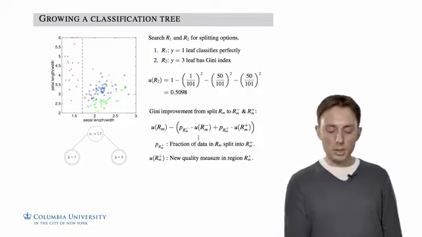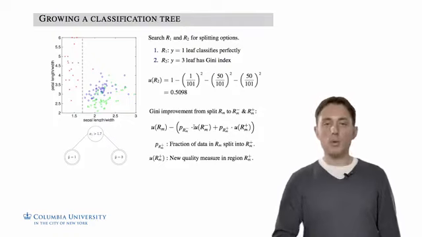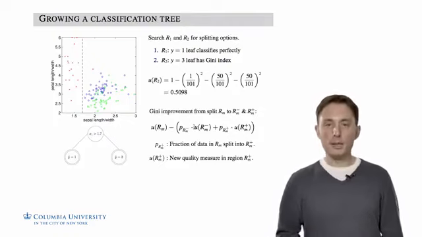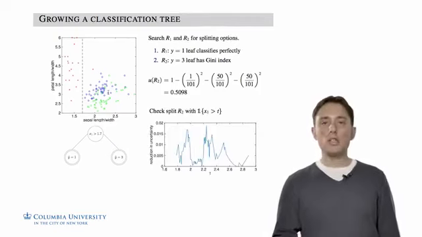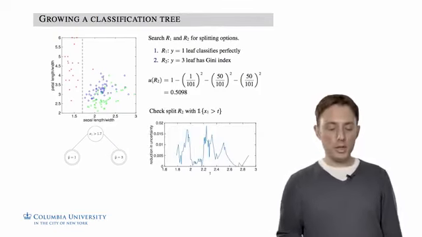And so this is the result that we would get. This is the Gini coefficient that we would get for a particular split. We look at the difference, and now we want to minimize this thing. So let's actually check both dimensions at all of the possible points for this particular region.